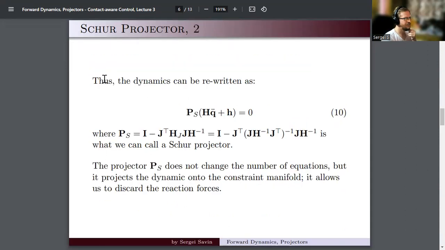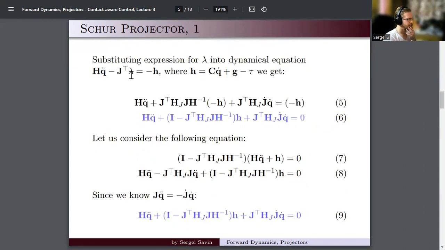Let's now look at it a little bit more specifically. So the dynamics can be rewritten this way. Sorry, right? Professor, can I ask you a question? Yeah, please. Yes, equation number 7. Why is it equal to 0?